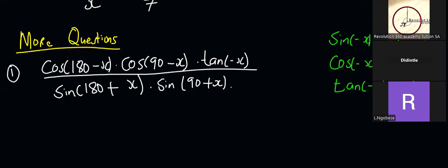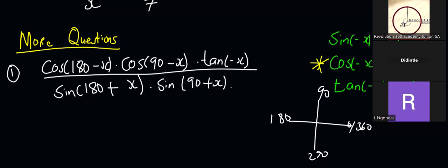Now let's continue. Here we have a Cartesian plane: 0, 360, 90, 180, 270, 360. All Students Take Coffee. When it says cos of 180 minus x, you follow on the second quadrant. And on the second quadrant, cos is negative. So here we are going to have negative cos x.